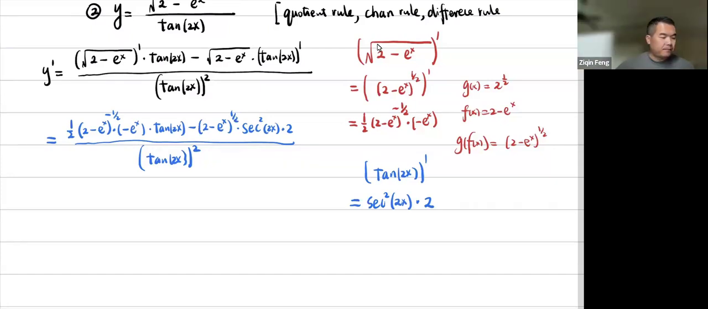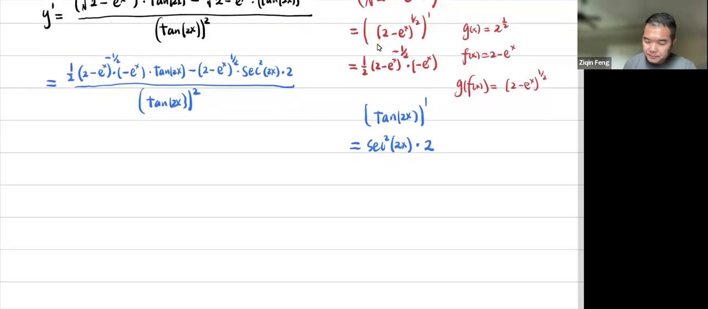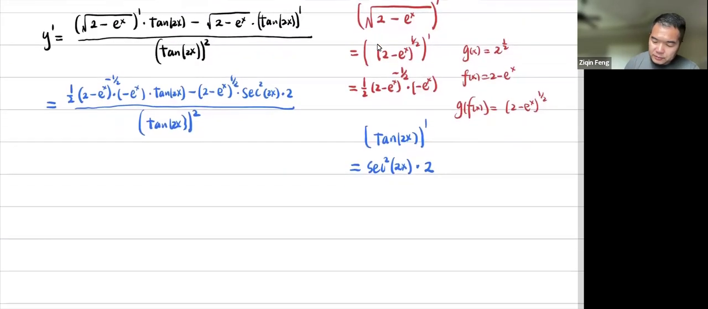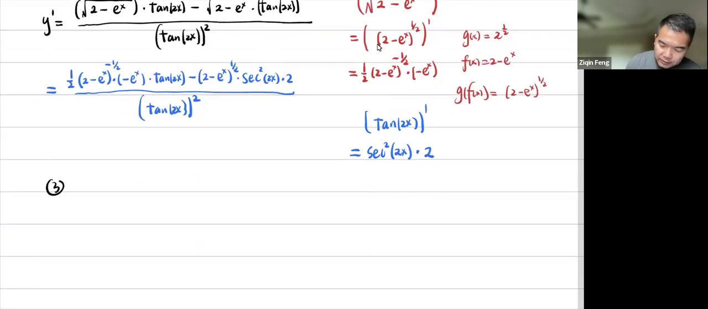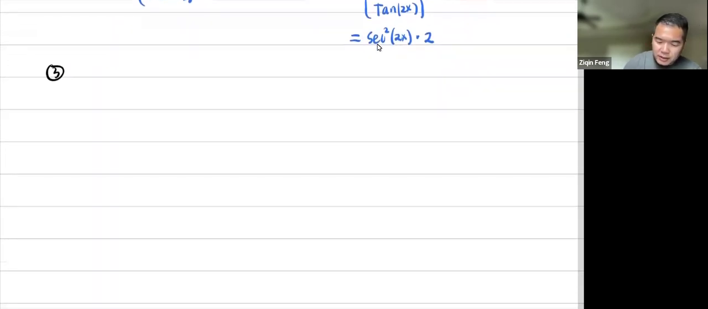Now let's see a few more examples on how to differentiate functions. Let's see the second one here, and a third one. The third one here, the function is also kind of big. y equals sine of sine of sine of x.